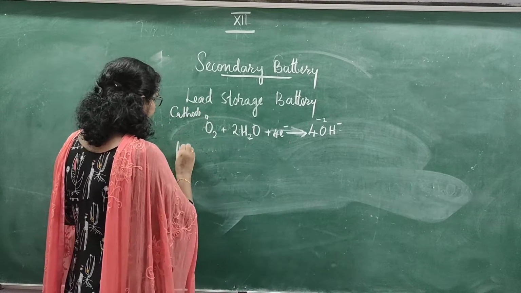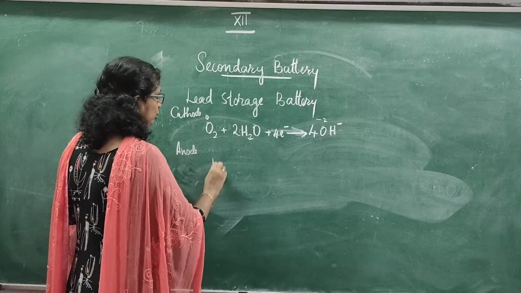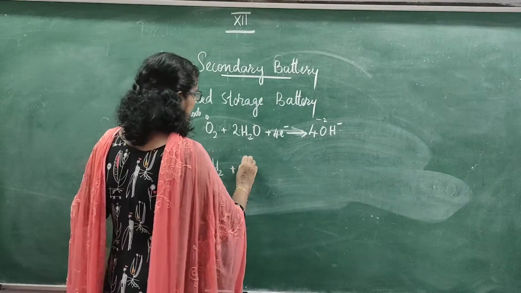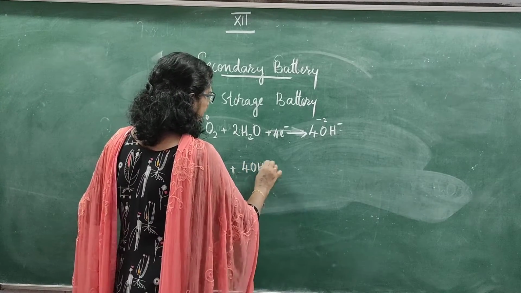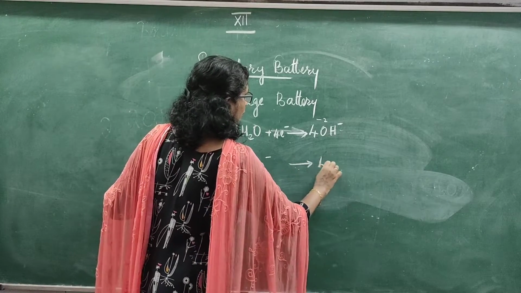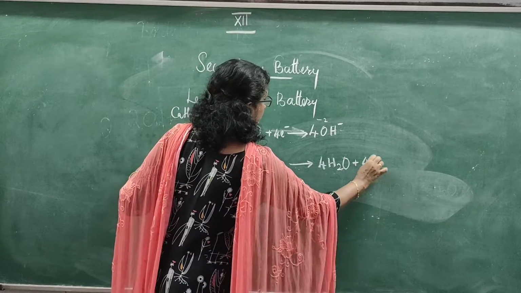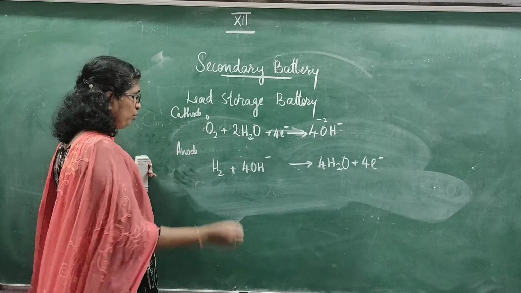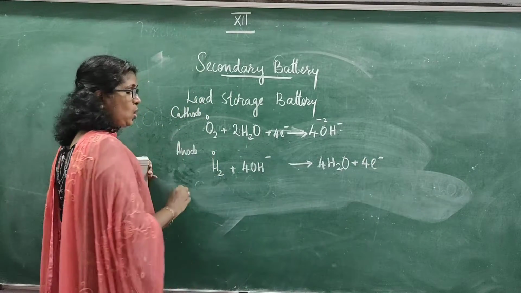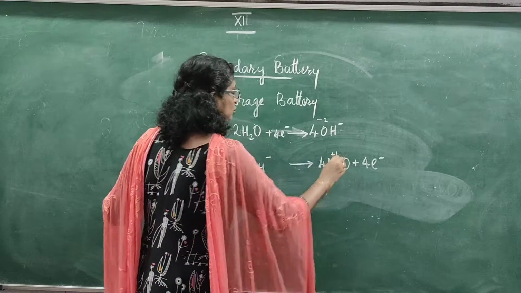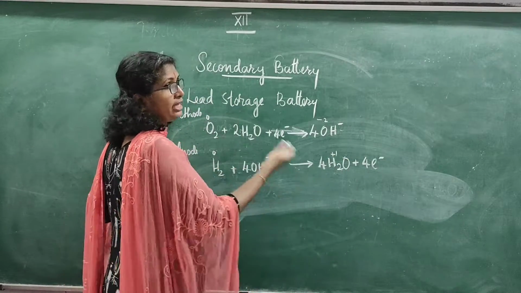And the anode reaction taking place is H2 plus OH minus gives 4H2O plus 4 electrons. This is happening at the anode. What is happening? See, hydrogen, zero oxidation state. Here it is +1. So hydrogen is oxidized to water.